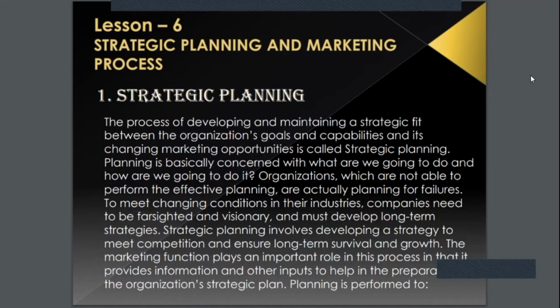Our topic is strategic planning and marketing process. First, we read strategic planning. The process of developing and maintaining a strategic fit between the organization's goals and capabilities and its changing marketing opportunities is called strategic planning. Planning is basically concerned with what we are going to do and how we are going to do it.